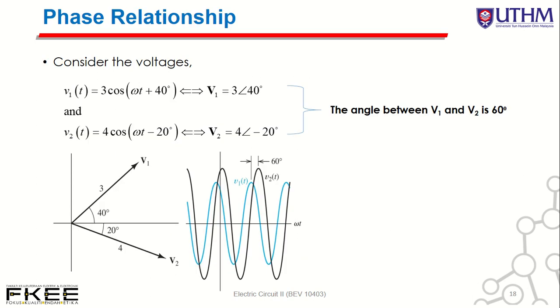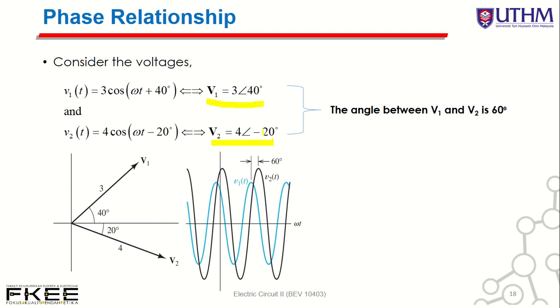Next we discuss about phase relationship. Let's say we have two different functions. For example, what is the relationship between two phases? Let's say we have V1(t) equal to 3 cos(omega t plus 40). So in polar form, we can write V1 as 3 angle 40. Let's say we have V2(t) equal to 4 cos(omega t minus 20 degree). So we can write in polar form 4 angle minus 20.